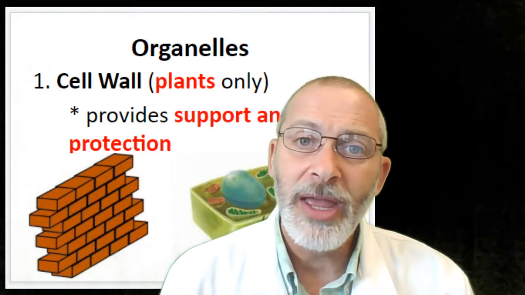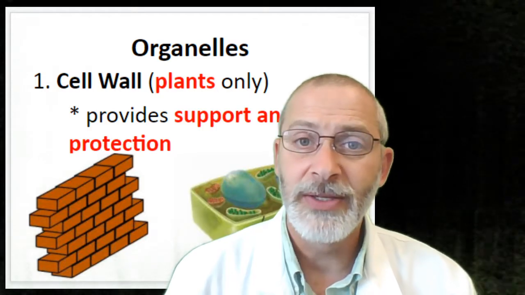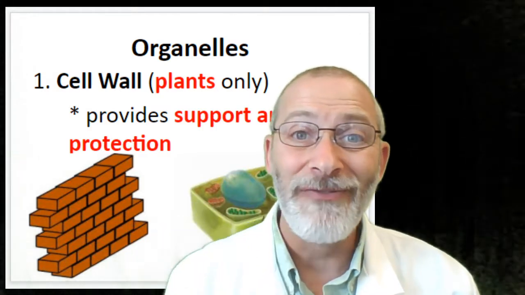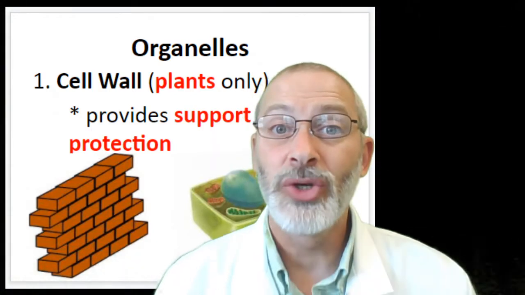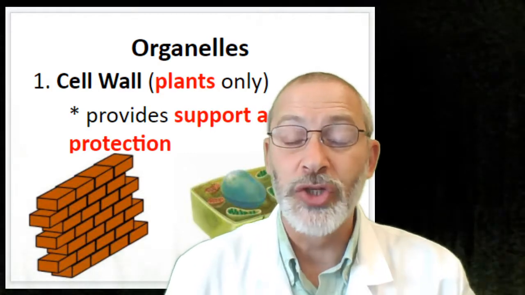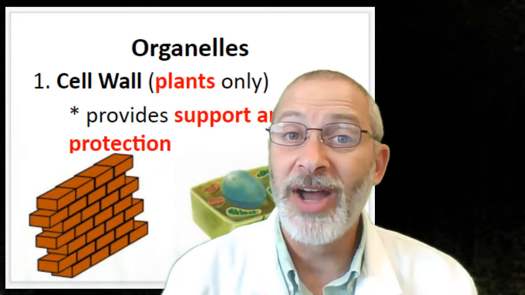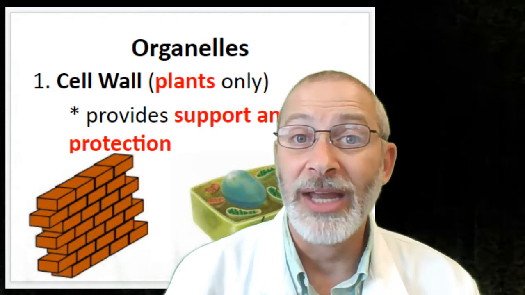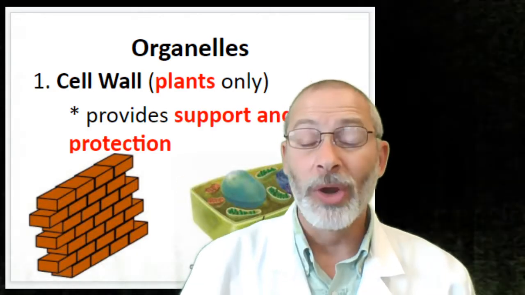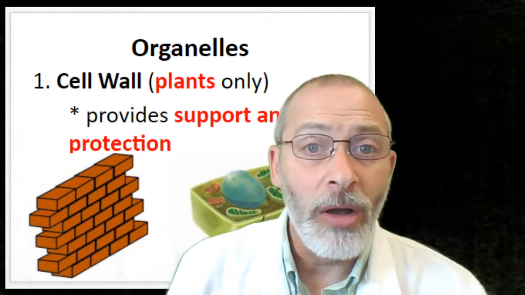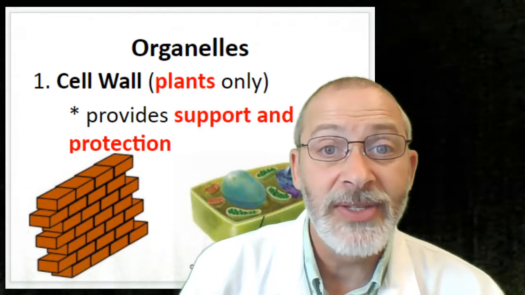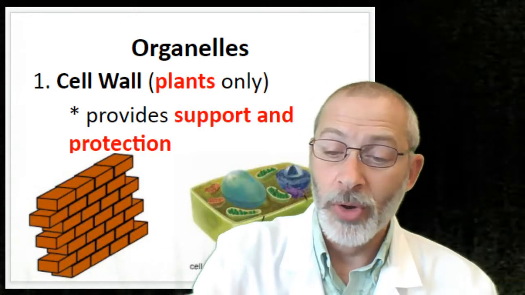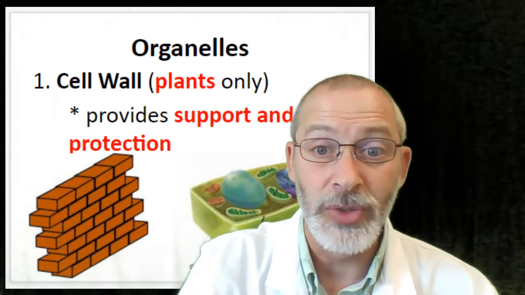And the way they are able to accomplish this, plants that is, on a cellular level, their cells have cell walls. So these cell walls provide the support they need, and it also provides the protection from the outside environment. So organelle number one, cell walls. And remember, cell walls are found in plants only. That's going to be important, and we're going to come back to that later on. So cell wall, plants only, support and protection.